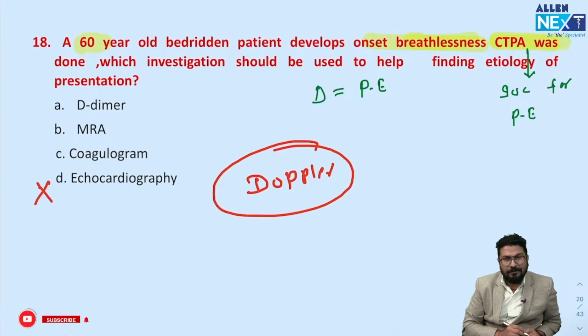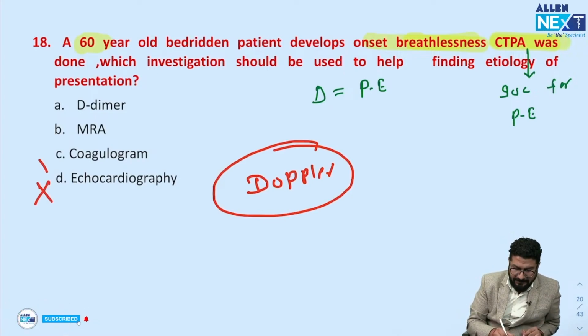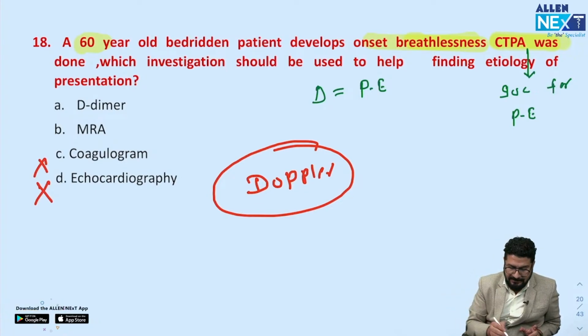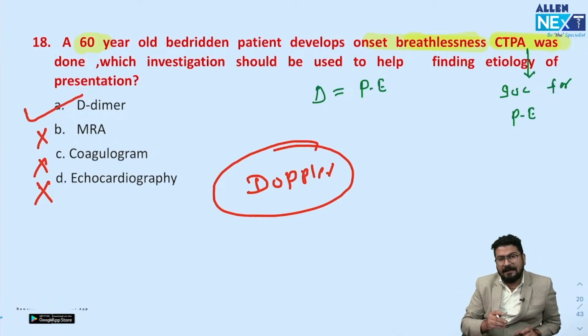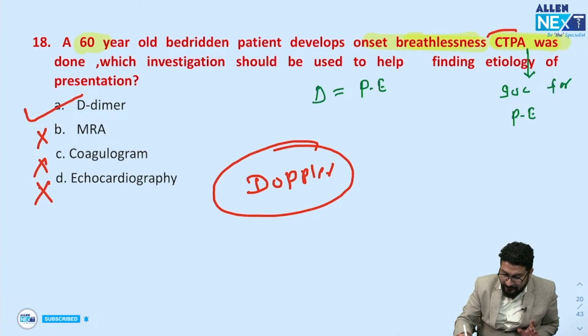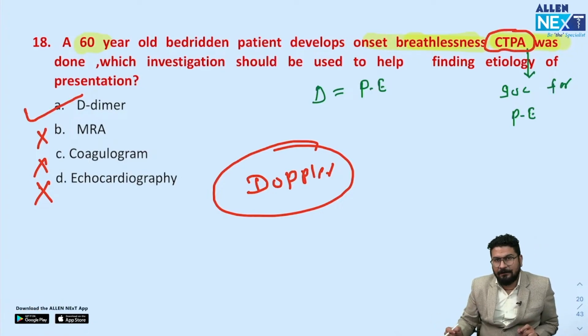Echocardiography, no. Coagulogram will not give any significant finding. MRA is not needed because we have already confirmed the diagnosis with CTPA. What can help is the D-dimer, which can help in confirming a diagnosis. But remember, the diagnosis is already confirmed.